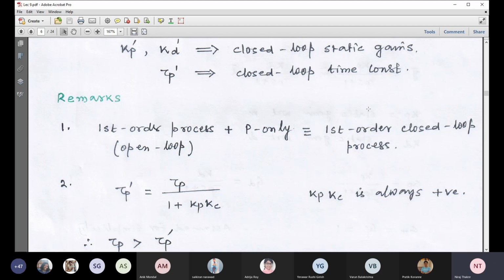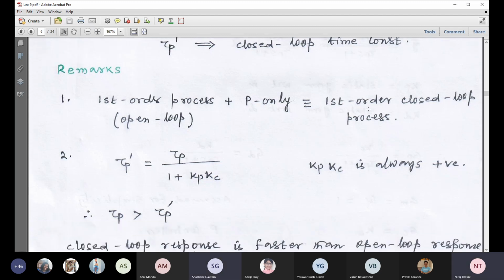So what is the meaning of this? What is the physical significance? If we employ the controller, our tau p value gets reduced. What is the physical meaning of this? What is the physical significance of this? The closed loop response is faster. For which case? For tau p greater than tau p prime. Yeah, I'm asking which one is faster, open loop or closed loop? It's closed loop. Yes, correct.